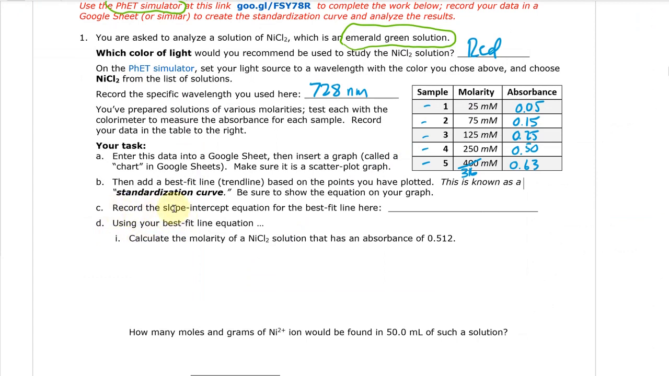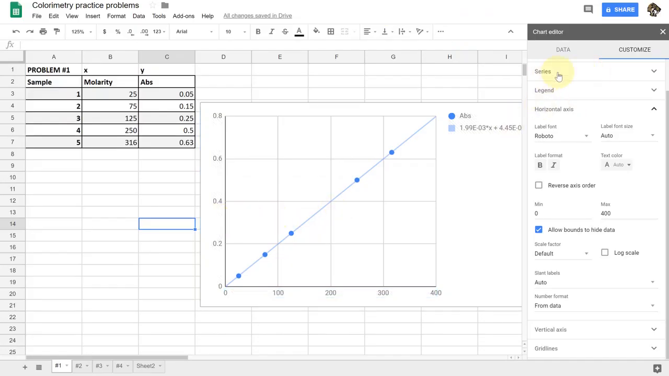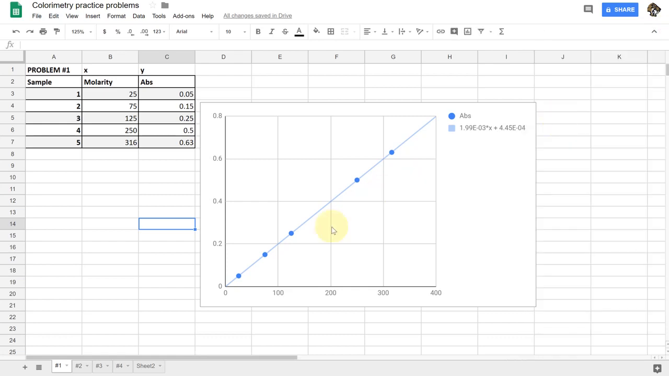Now, it also says record the slope-intercept equation for the best fit line here. Slope-intercept is that y equals mx plus b format. So let's go back to our chart here, close up the chart editor, and now we can use that graph that we had drawn. It's got the y equals mx plus b equation. It's right here in the legend. Mine says 1.99 e negative 3. Now hopefully you recognize that as 1.99 times 10 to the negative 3 times x plus 4.45 times 10 to the negative 4. Now it doesn't say y equals, but that's what that represents.